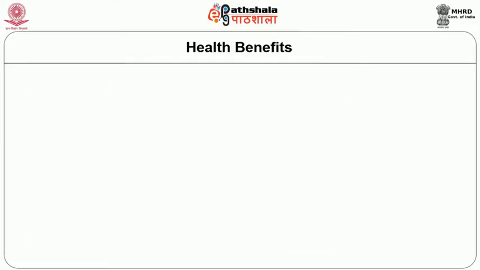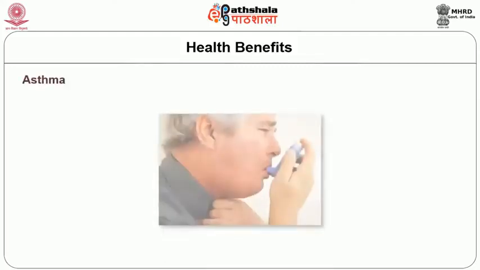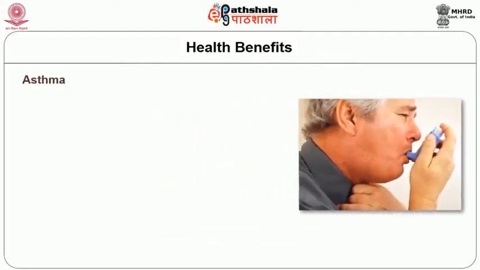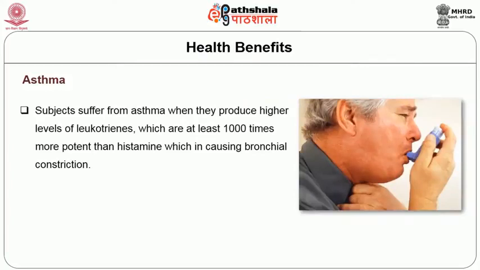Another important area where children and also elders suffer in our country is asthma. Subjects suffer from asthma when they produce higher levels of leukotrienes, which are at least 1000 times more potent than histamine in causing bronchial constriction. You are all aware that when we have an allergy, or histamine levels go up, there will be allergic reactions. Usually when we go to the doctor, the doctor prescribes antihistamines to reduce these allergies. But consuming conjugated linoleic acid has been shown to reduce these leukotrienes and histamine levels effectively.